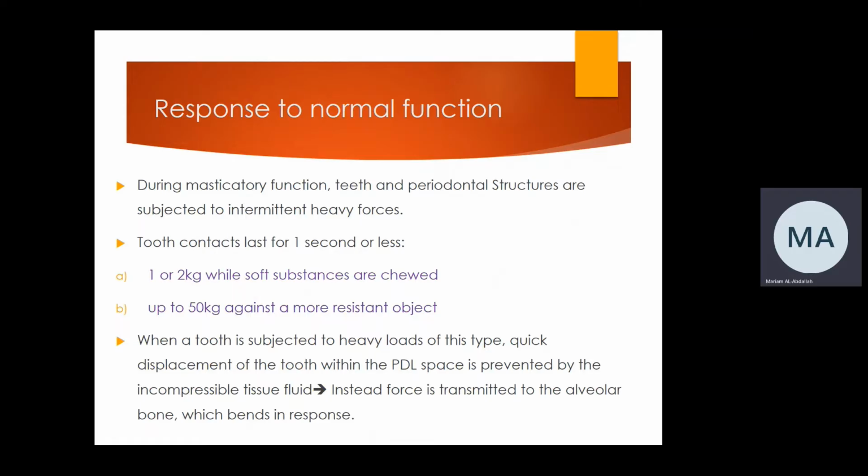And instead, what happens is that the force that's applied to the tooth will be directly transmitted to the alveolar bone, and we will end up having bone bending in response to this mechanical force. Okay, this is true as long as the force is applied for 1 second or less. So this is less than 1 second. What happens is that the force will be immediately transmitted from the tooth to the bone, and the periodontal ligament will not change its space because of the incompressible tissue fluids inside.